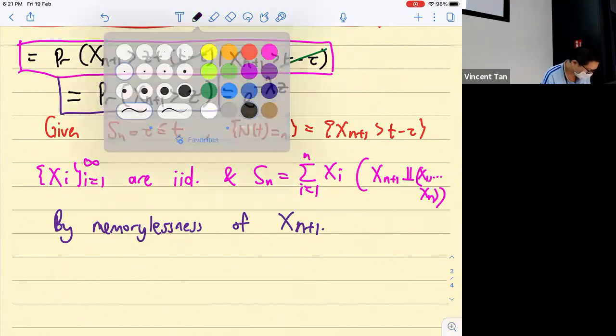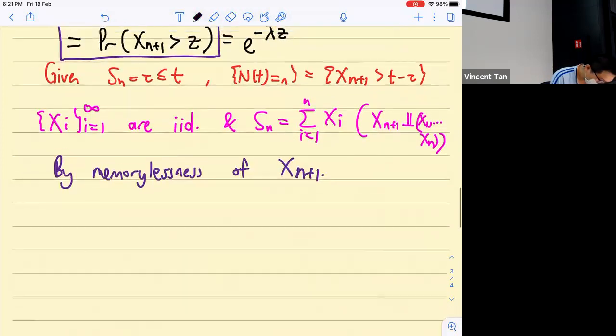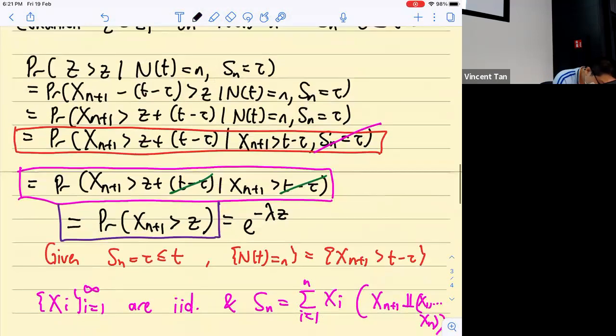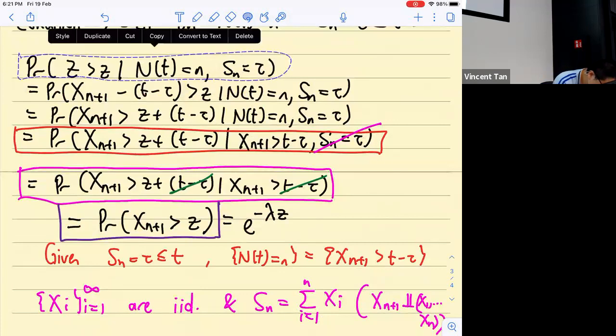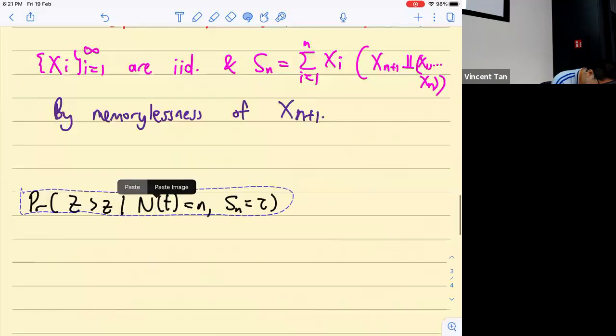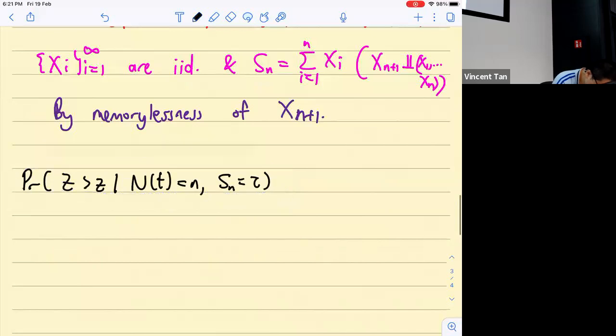Okay. So now what have we shown? After all this calculation, we have shown this is equal to e to the minus lambda z. However, coming back to Joseph's point, we are not done yet, but what we are going to invoke is yet another independence property.